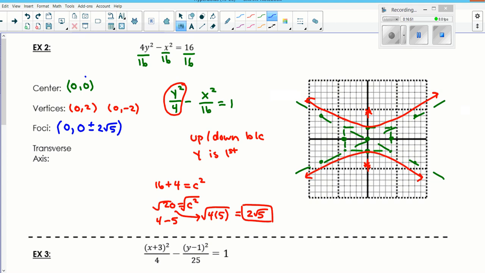The transverse axis is the distance from this vertex on the top to the vertex on the bottom, which is 4, so that would be my transverse axis.